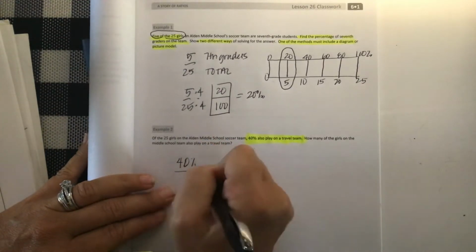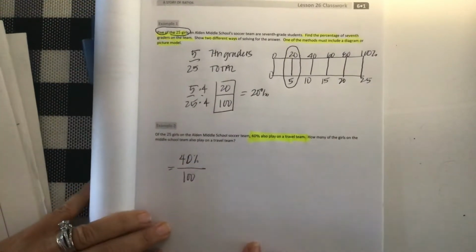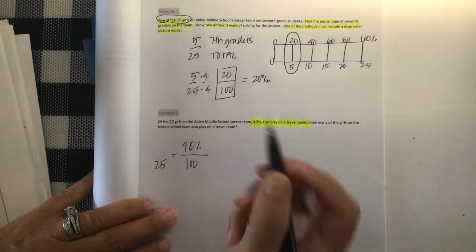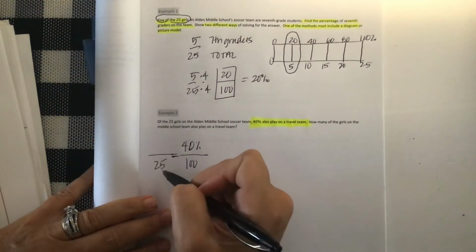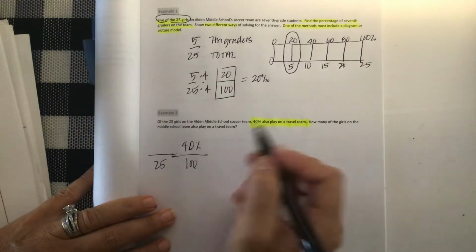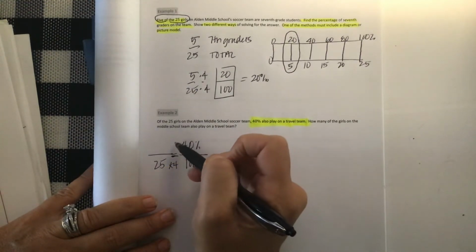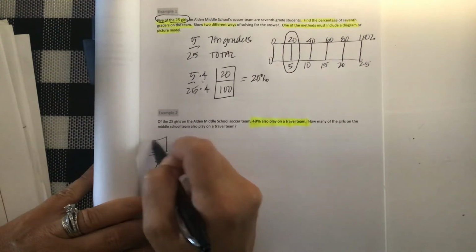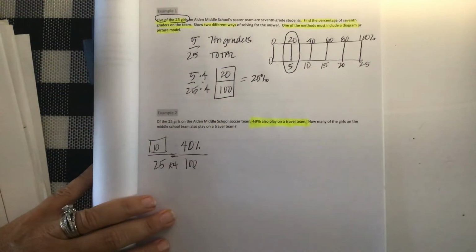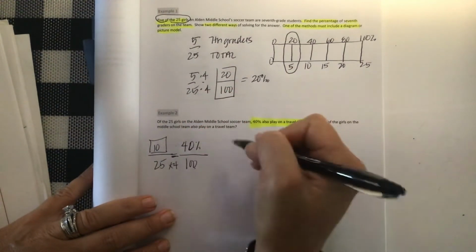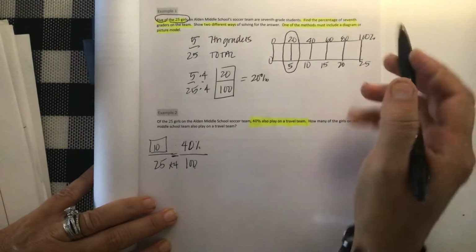Percent's always out of 100, okay? And our total amount of girls was 25 girls, right? So it's kind of like working backwards now, like a puzzle. So 25 times what is 100? Times 4. So what would 40 divided by 4 equal? 10. Okay, so there's one method, which we'll go over again in class, so it's okay. Or you can use your double number line up here.